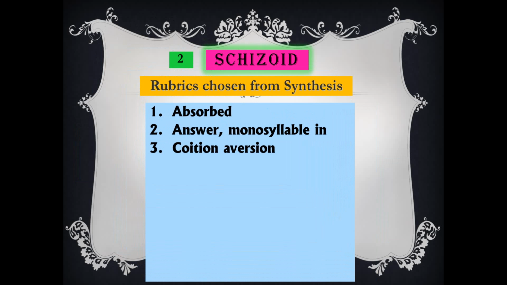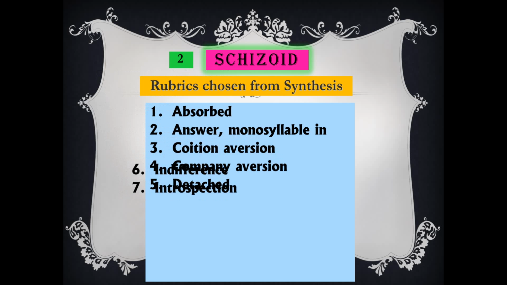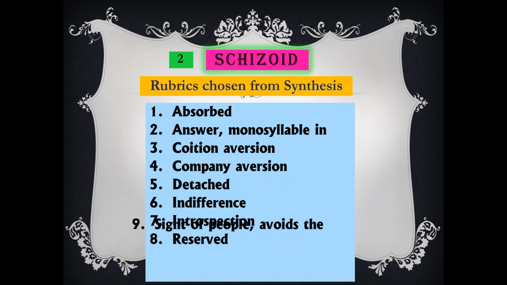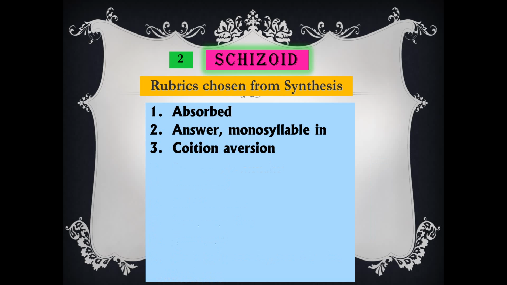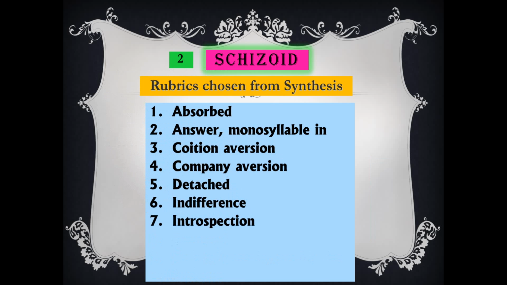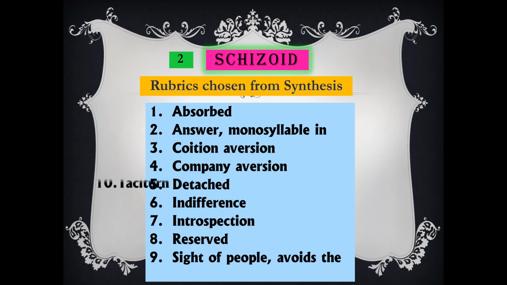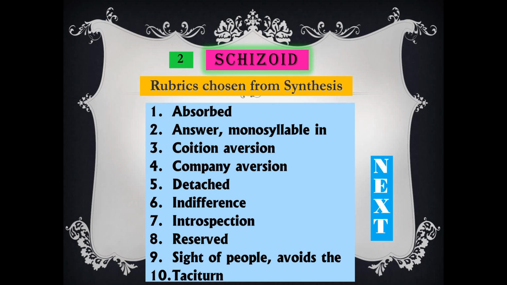Now the rubrics we get: absorbed, answers in monosyllables, only yes, no. Then aversion to company, we have arranged alphabetically, detached, indifference, introspection, meaning thinking about his past. Then reserved, sight of people avoids, and taciturn. The last one has in fact been hidden. I'll try to show that to you. See, it comes finally, somehow that point number has been hidden. After reserved, then there is sight of people, avoids, then taciturn, and finally it is introversion. So that is the schizoid. Possibly that eleventh point has come by mistake. So up to taciturn, this is the conversion. I am just telling you how to do it.